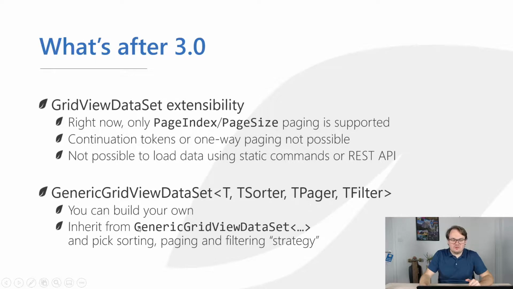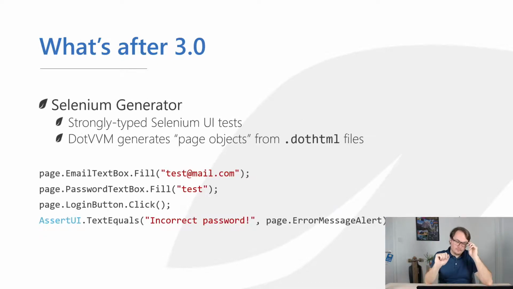So you can just inherit from this class and substitute the specific sorting, paging, and filtering strategies into this generic grid view dataset, and you will get this functionality out of the box. So it will be more extensible than it is right now, because if you don't fit in our approach of grid view dataset, then you need to use your own collection and you need to do everything on your own. So that's what we want to change.